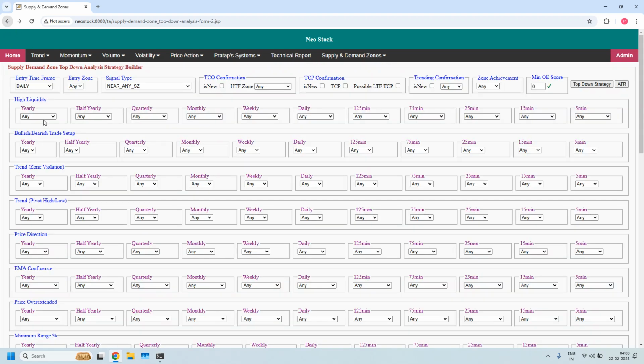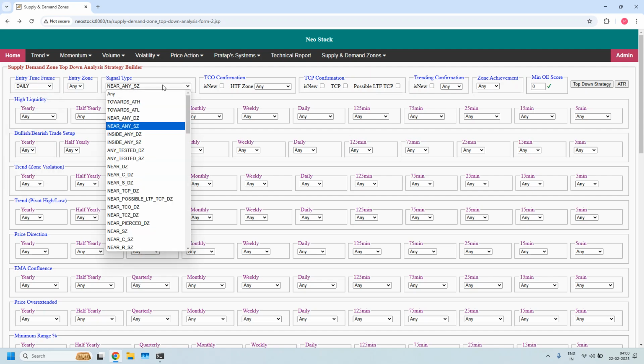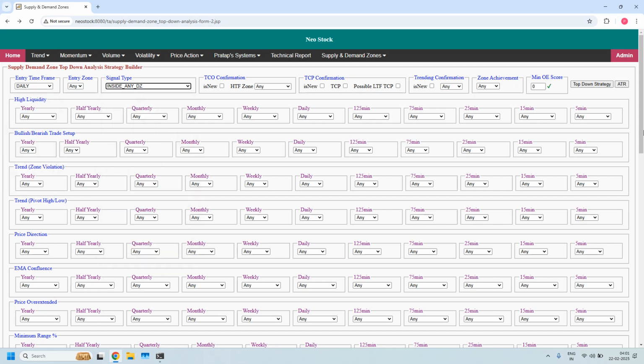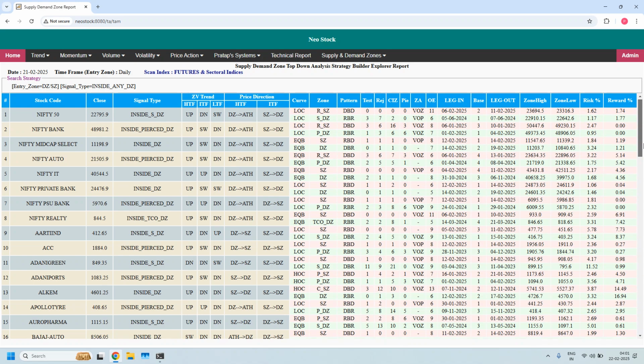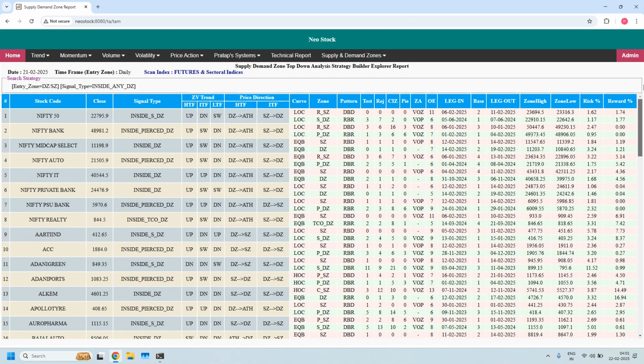Okay, next, for daily time frame, price closed inside the daily demand zone, we got 67 stocks. First 15 stocks in the list. Let me quickly scroll the list down. Later we will filter with daily EMA confluence.